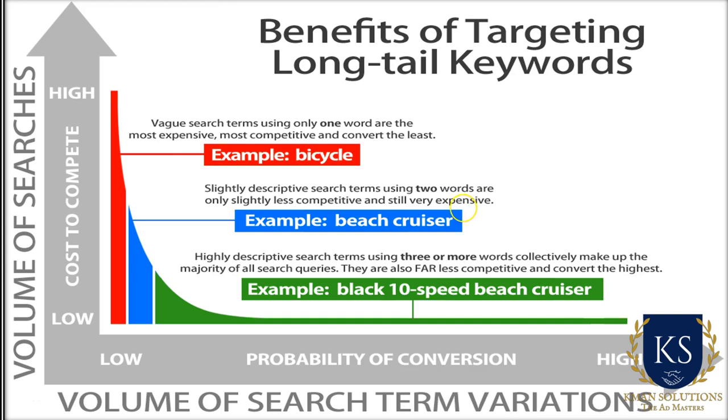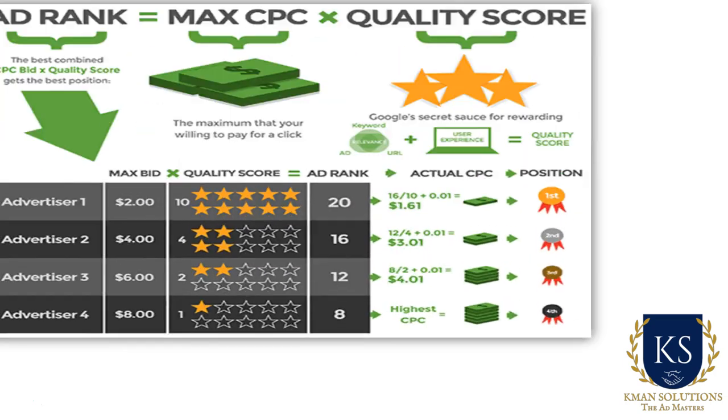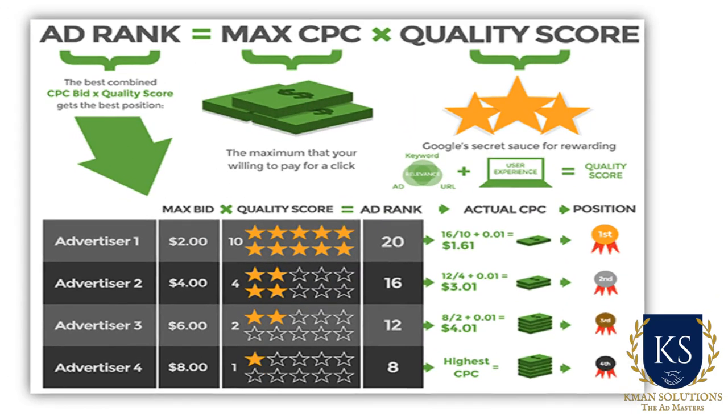So that's what we're looking for, is those long tail keywords that convert at a high rate at a low cost per click. And that leads me into my next slide, which talks about the number one common misconception, and that's maximum cost per click not being the only determining factor in where your ad ranking is.